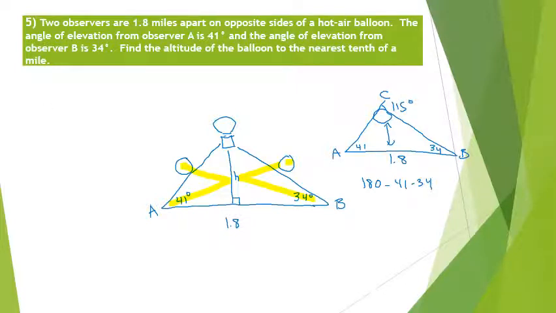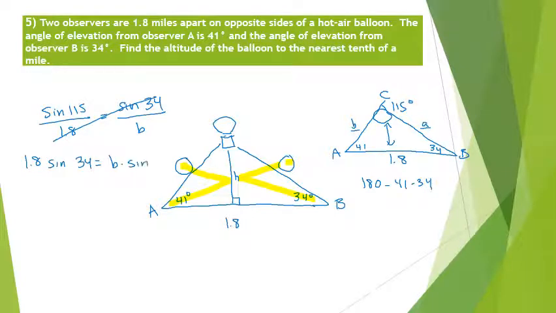So now I can set this up with law of sines, and we can solve. It doesn't matter which one we solve for, right? I could solve for little a, or I could solve for little b. So let's solve for, how about little b? So I'll use angle B to solve for little b. So 1.8 sine 34 equals b times sine 115, and then divide off the sine 115. Okay, so I'm going to type all of this in my calculator and see how much b is. Okay, so I get b is 1.11.